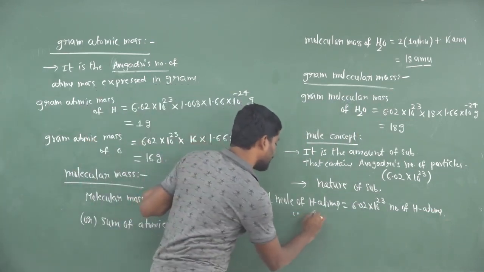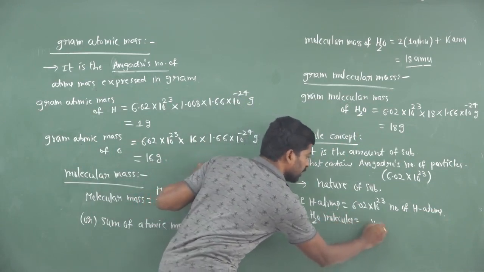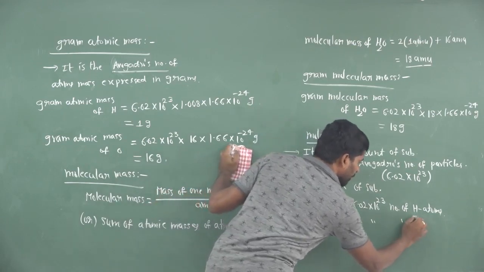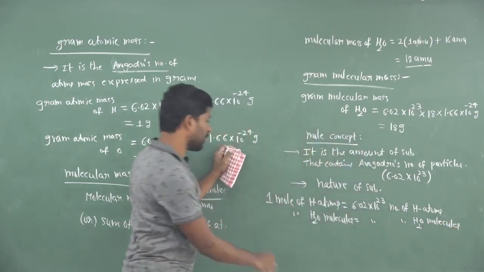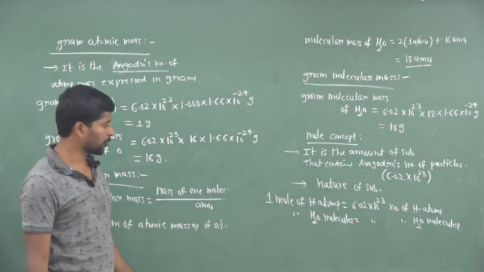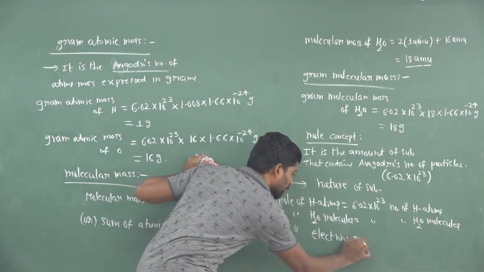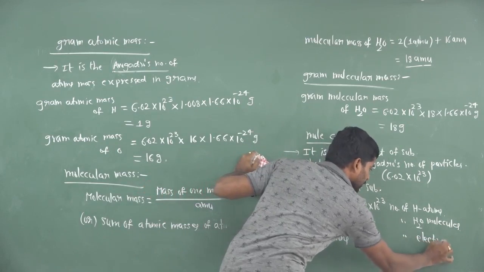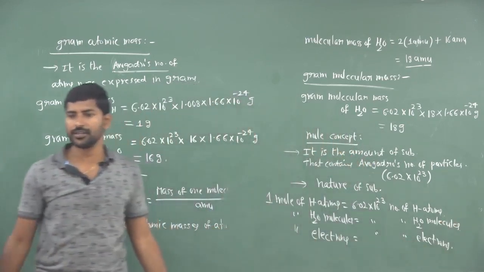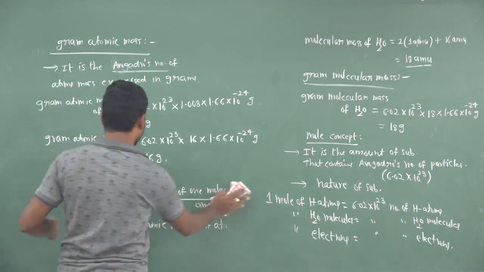Next, 1 mole of H2O molecules, I am saying. 1 mole of H2O molecules means how many H2O molecules are there? 6.02 into 10 power 23 number of H2O molecules. 1 mole of H2O molecules means Avogadro number of H2O molecules. For example, 1 mole of electrons means how many electrons are there? 6.023 into 10 power 23 number of electrons. So always 1 mole of a substance contains Avogadro number of particles, whatever may be the nature of the substance. 1 mole of any substance contains Avogadro number of particles.